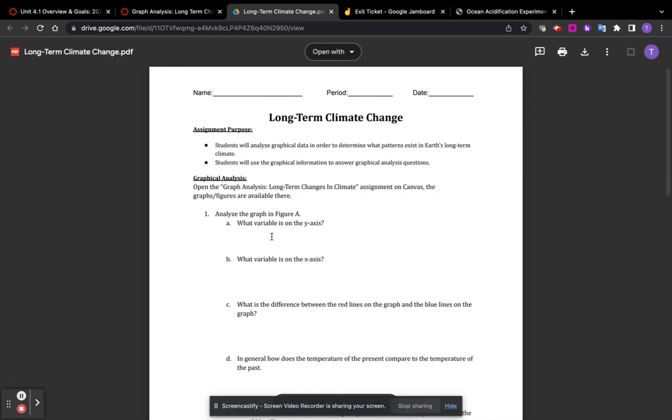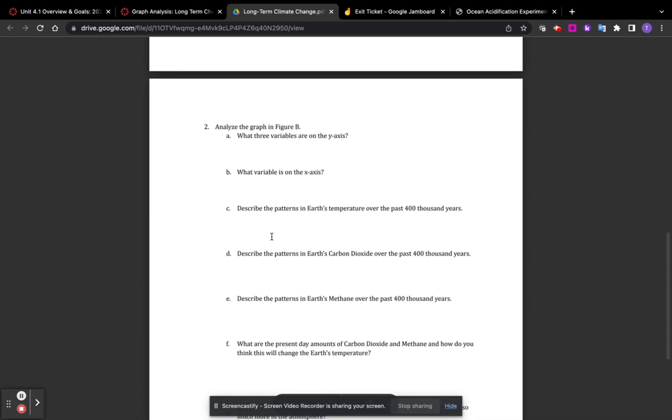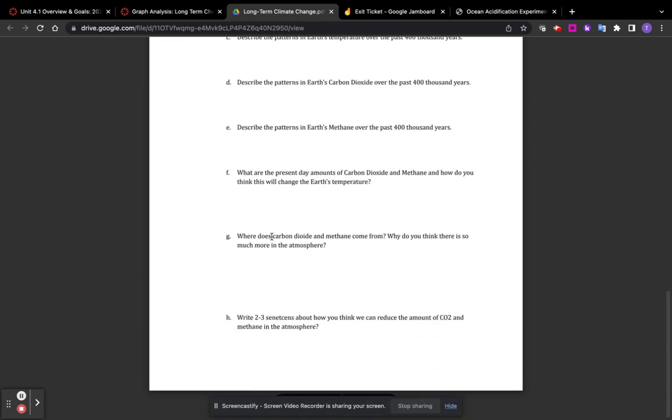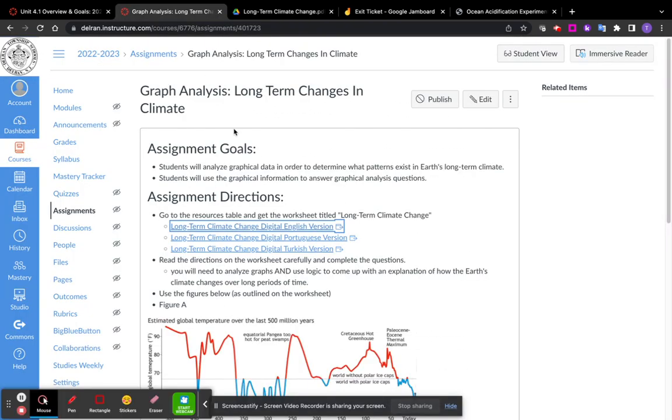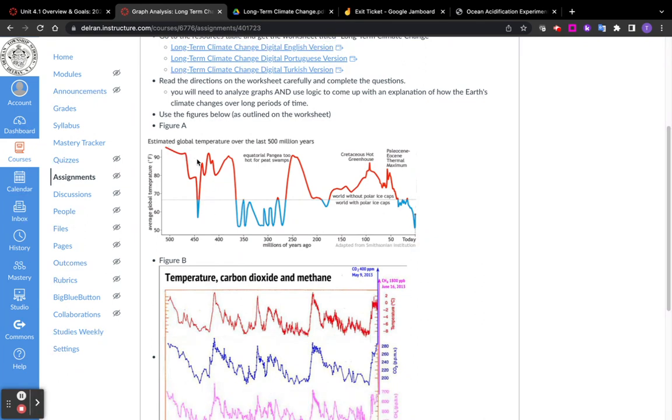So in this worksheet, you're going to look at some graphs. I think I have two of them for you. They look like this. You do have to open the assignment on Canvas or else you won't be able to see them. I like the graphs on Canvas so we can save paper and so that you can see them in color. This one's pretty straightforward.